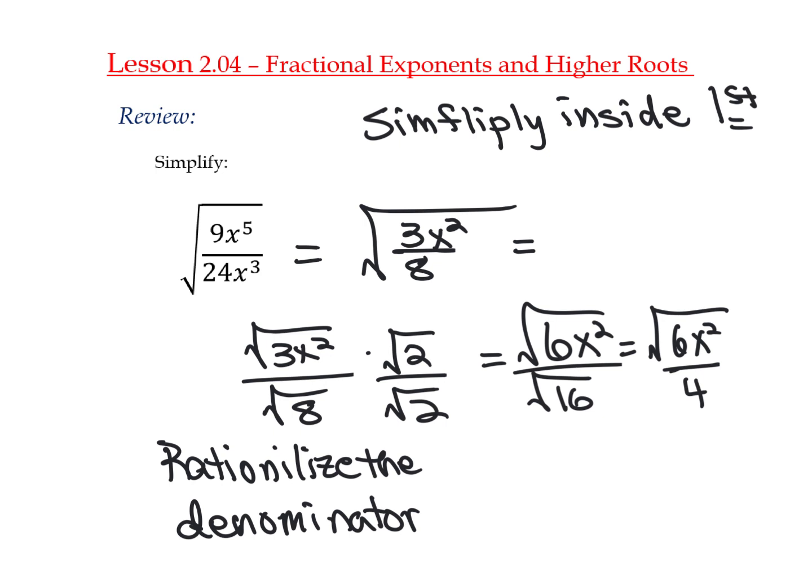Once I have that fraction simplified, I'm now going to break it apart. The square root of the numerator divided by the square root of the denominator. And then I'm going to do what is called rationalizing the denominator. And what this means is that I have to make the bottom, the denominator, a perfect squared number.